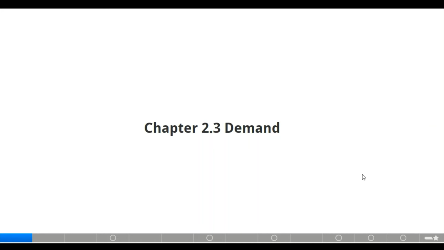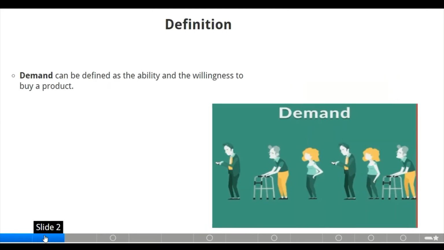Today we'll be discussing what is known as demand. Now, what do we mean by demand? Demand can be defined as the ability and the willingness to buy a product. That is just the definition of demand. That is to purchase or to buy a product.